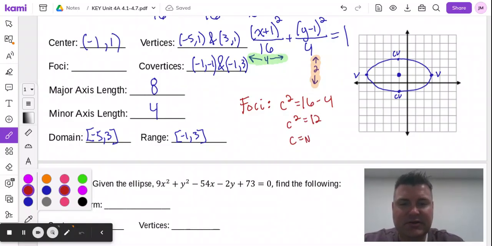So C is root 12. I'm going to use this root 12 to graph it, and then I'll go ahead and simplify it and put it down there on the foci right there. Root 12 is between what two numbers?